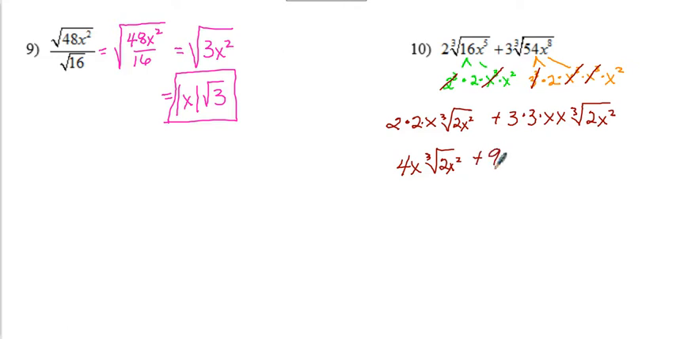Plus 3 times 3 is 9x squared times the cube root of 2x squared. That's how that works. Do not forget that these numbers are out here waiting to be multiplied by whatever comes outside.